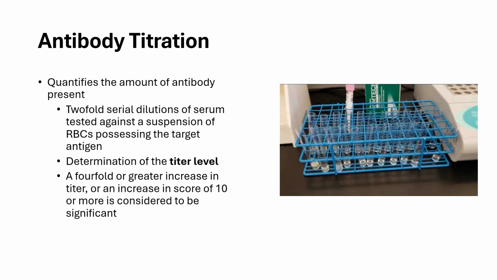For antibody titration, the purpose is to quantify the amount of antibody present in a serum sample. For the method, we perform a twofold serial dilution of the serum. Test each dilution against a suspension of red blood cells possessing the target antigen. For the results, we determine the titer level, which is the highest dilution showing a positive reaction.